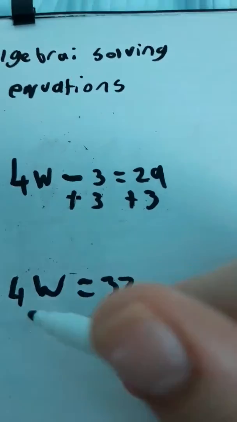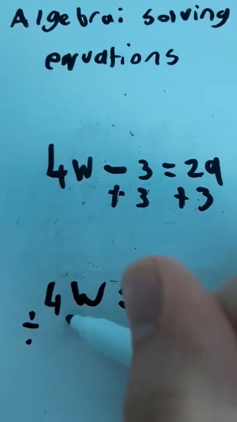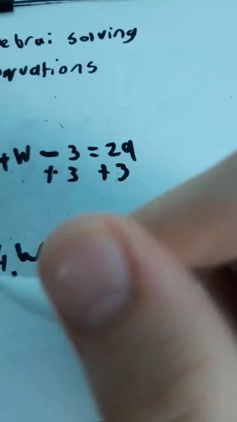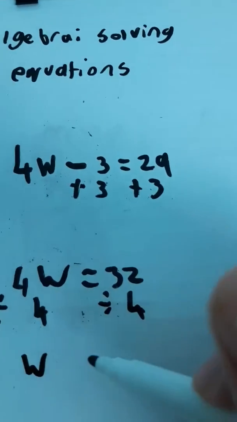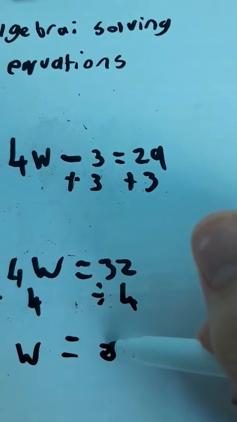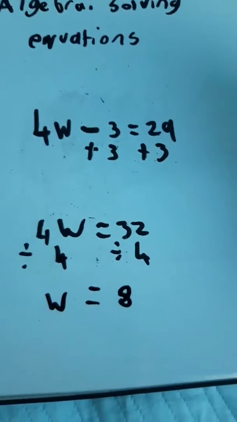But now we want to get rid of the 4. So what you want to do is divide by 4. So that would leave you with W equals 8, since 8 times 4 is 32. And that's your answer. Let's look at another one.